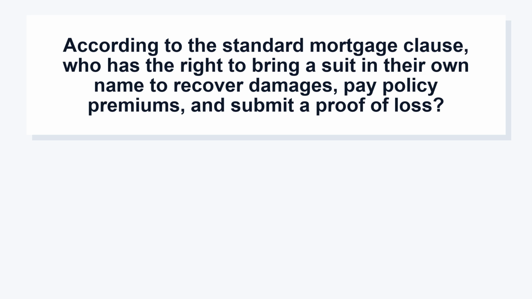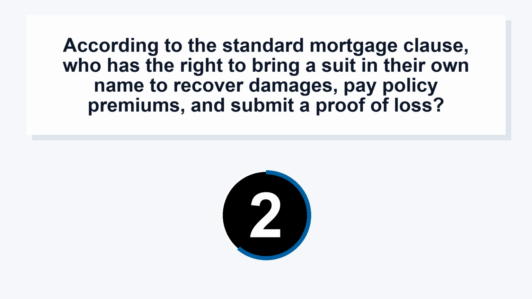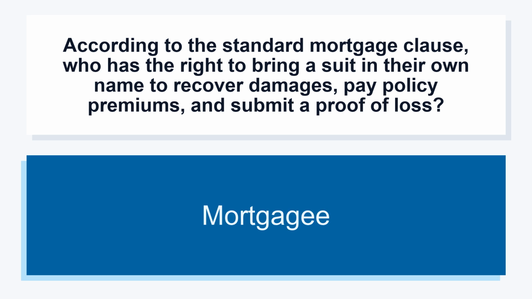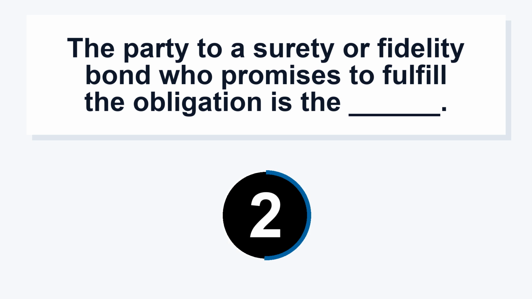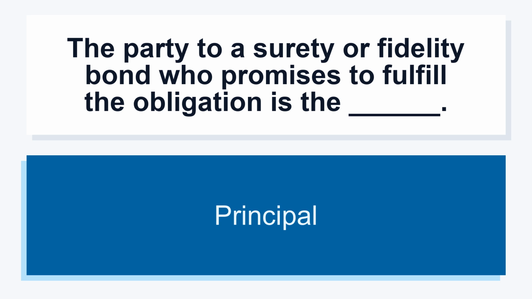According to the Standard Mortgage Clause, who has the right to bring a suit in their own name to recover damages, pay policy premiums, and submit a proof of loss? Mortgagee. The party to a surety or fidelity bond who promises to fulfill the obligation is the principal.